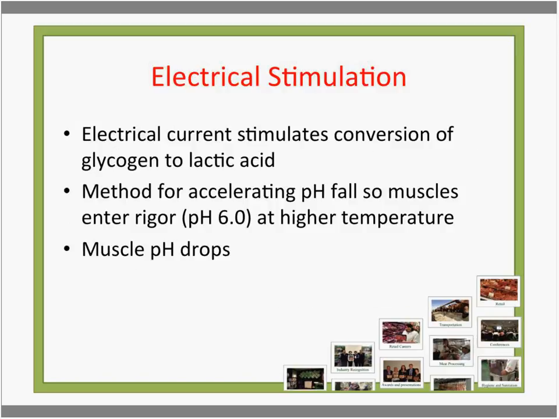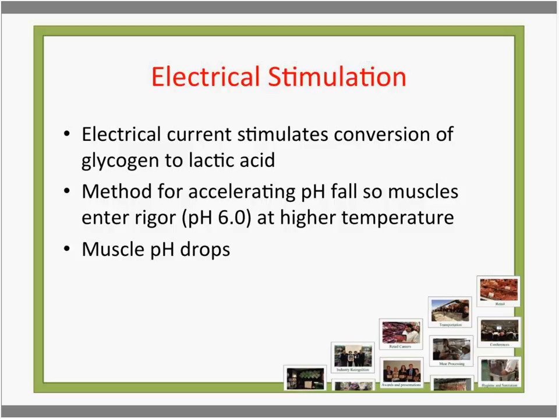So another area that affects the pH is electrical stimulation, because if you electrically stimulate the cells, it encourages them to do the conversion from glycogen to lactic acid quicker. So this can help us, because if we're trying to make the pH fall quicker, we know how that works, and we can drop the muscle pH quicker.